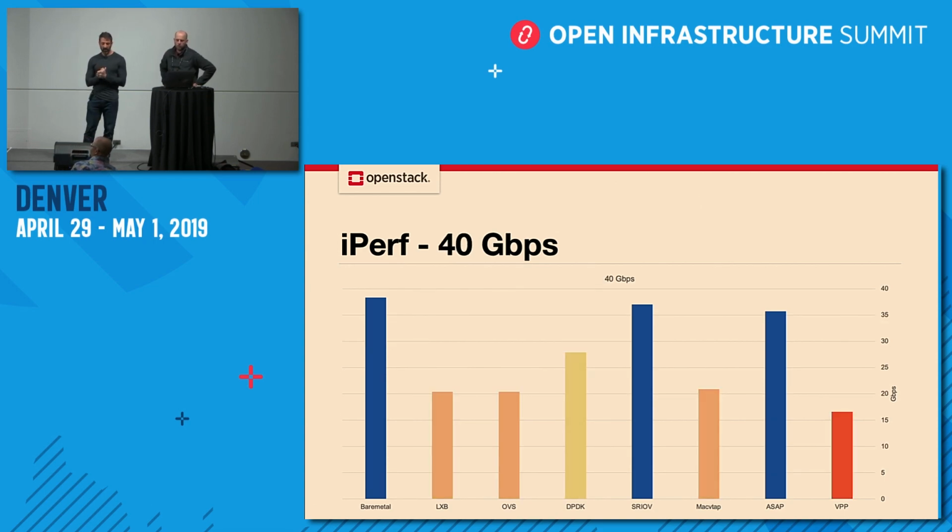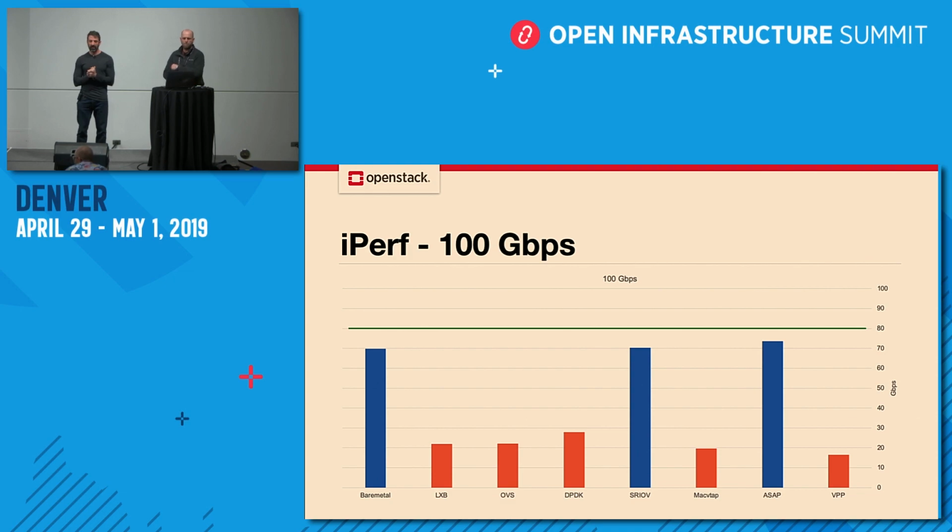At 40 gig, here's where we saw the dip in DPDK, as well as VPP. LinuxBridge, OVS, MAC VTEP, again, right about that 20 to 22 gigabit per second mark. SR-IOV and ASAP are still the outliers. And finally, the 100 gig test. Everything fell below 50% of line speed, except for SR-IOV direct and ASAP squared. Again, these are our results from just one of many tests that we could have run, but this is the data that we got.